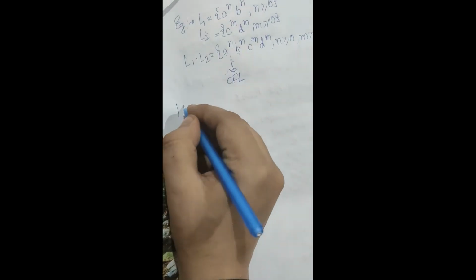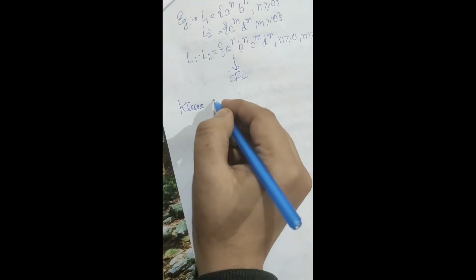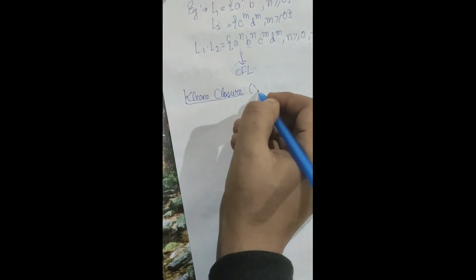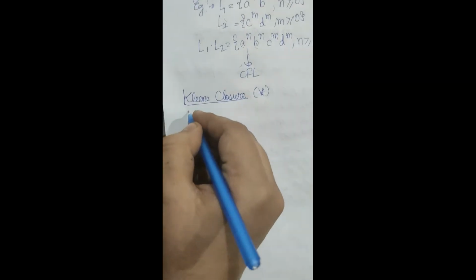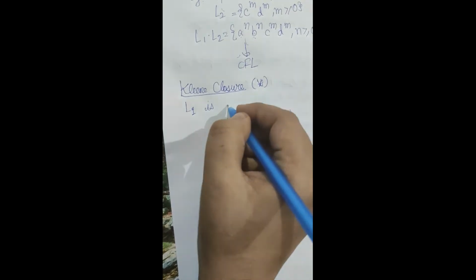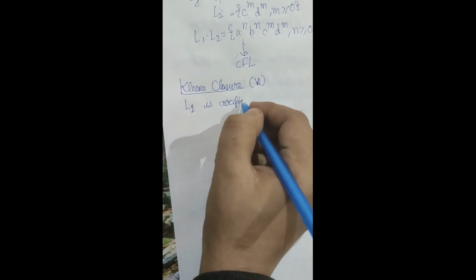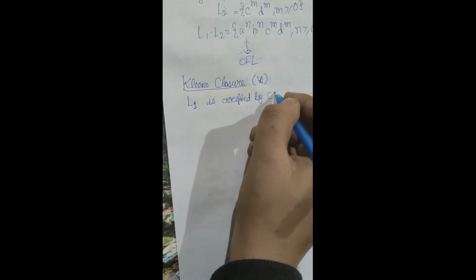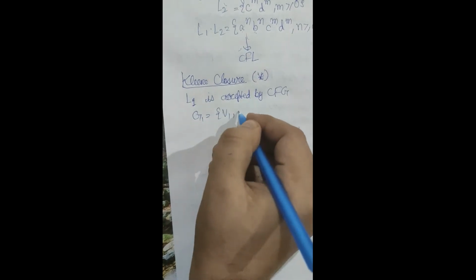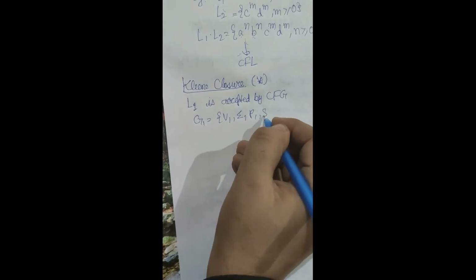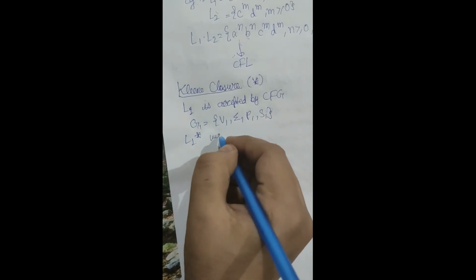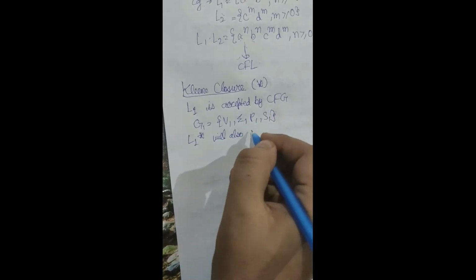The third operation under which it is closed is Kleene closure, also denoted by star. So we can say if L1 is accepted by context free grammar G1 equal to (V1, sigma, P1, S1), then L1 star will also be accepted by a context free grammar.